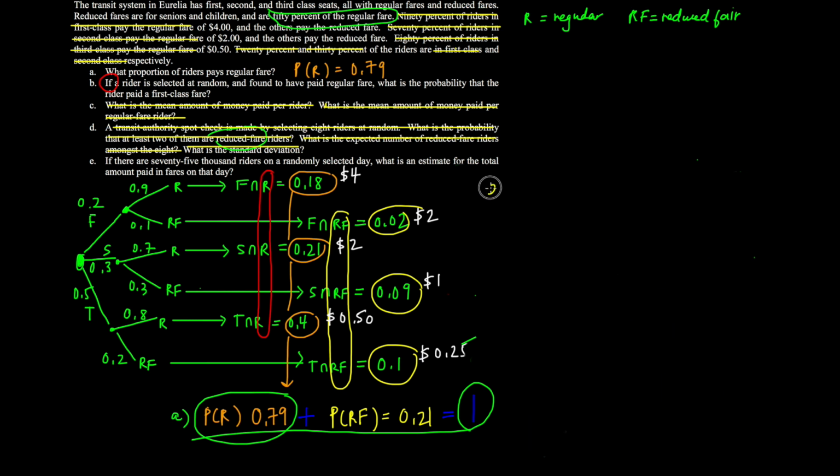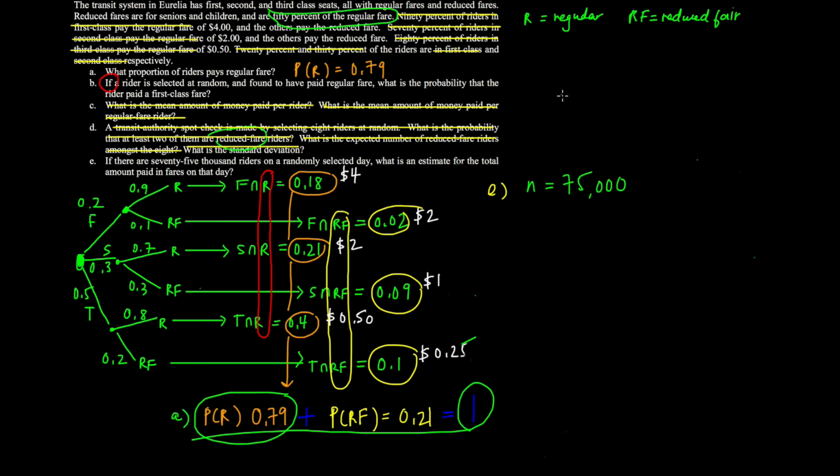Okay, so finally, part E. If there are 75,000 riders randomly selected on a given day, okay, so if n is equal to 75,000, what is an estimate for the total amount paid in fares on that day? Now, there are two ways to do this, okay?